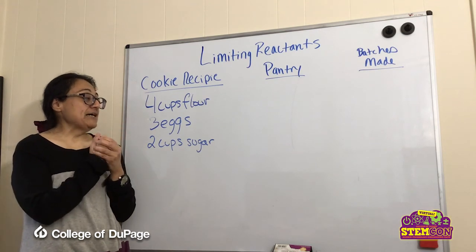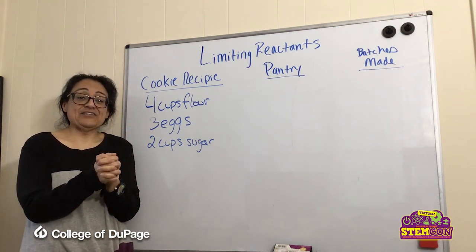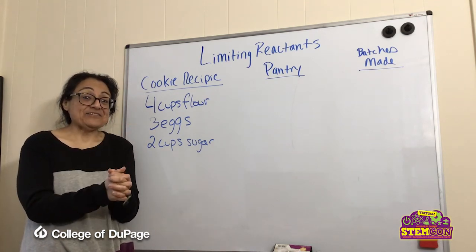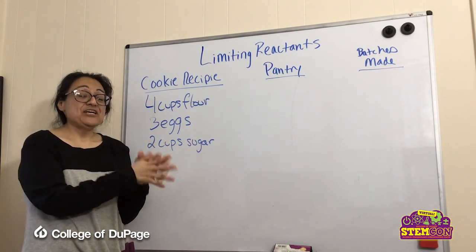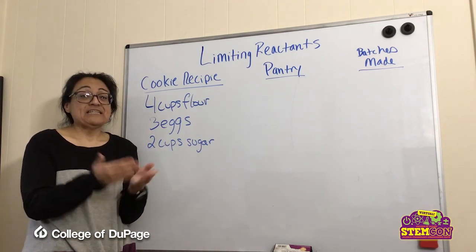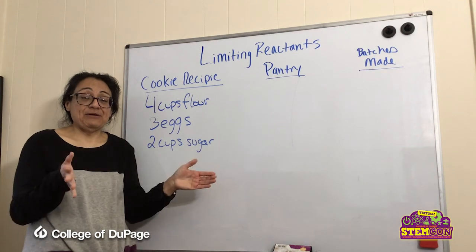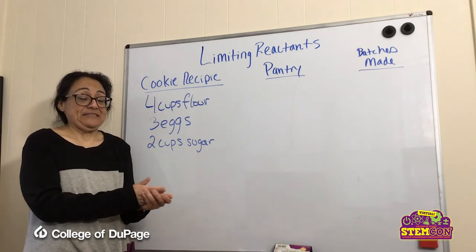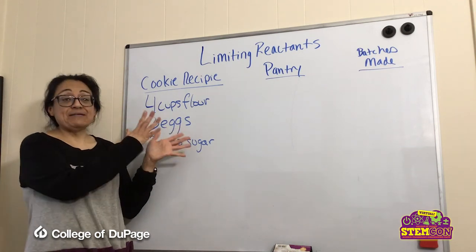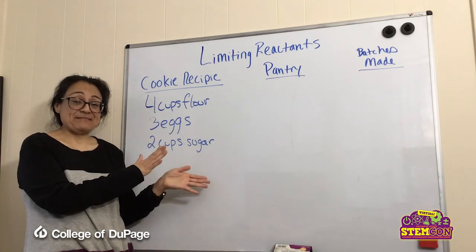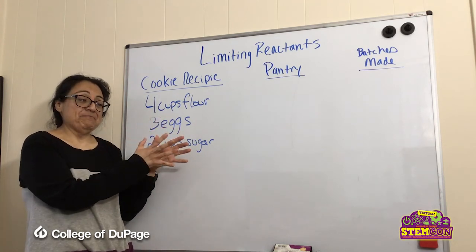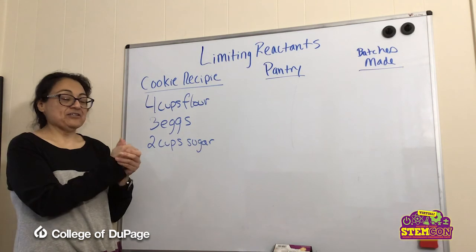When you want to combine things together to make a product, or in this case a batch of cookies, you have to have a recipe. In chemistry, you would have a chemical equation. It's the same thing as a recipe. In this case, I just made this up. This isn't a real recipe. I just have the basics of what a cookie recipe would have.